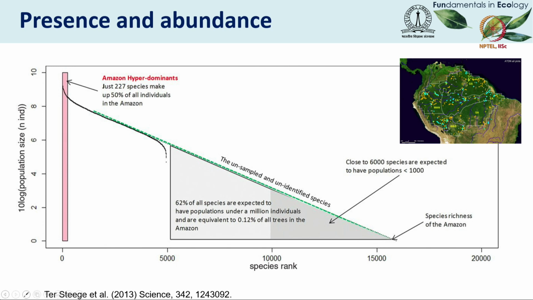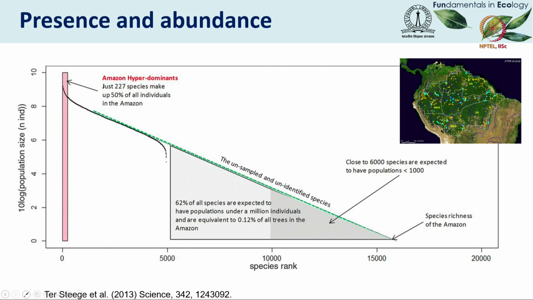On the x-axis is the rank of the species, and on the y-axis is some measure of population size, on the log scale, in terms of number of individuals or abundance. And so this is the rank abundance relationship. What you've got is species going from rank 1, most common, to species going to rank 16,000, rarest, right? And what you see is that only 227 species out of 16,000 make up 50% of all individual trees in the Amazon basin.